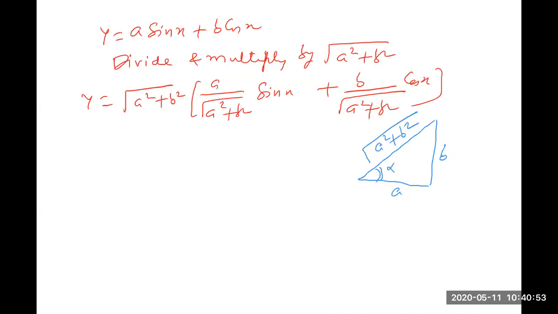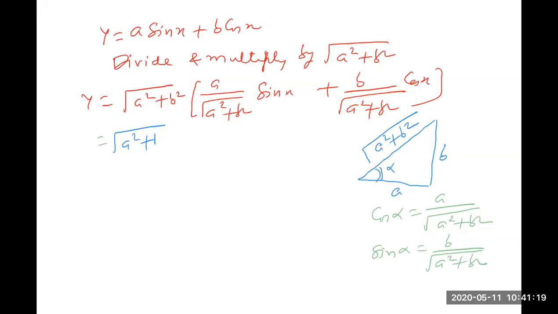So now from your triangle, what is cos alpha? Cos alpha is equal to a upon under root a square plus b square. Sin alpha is equal to b upon under root a square plus b square. If you are taking the reverse, then sin and cos will interchange. So this is equal to under root a square plus b square as it is.